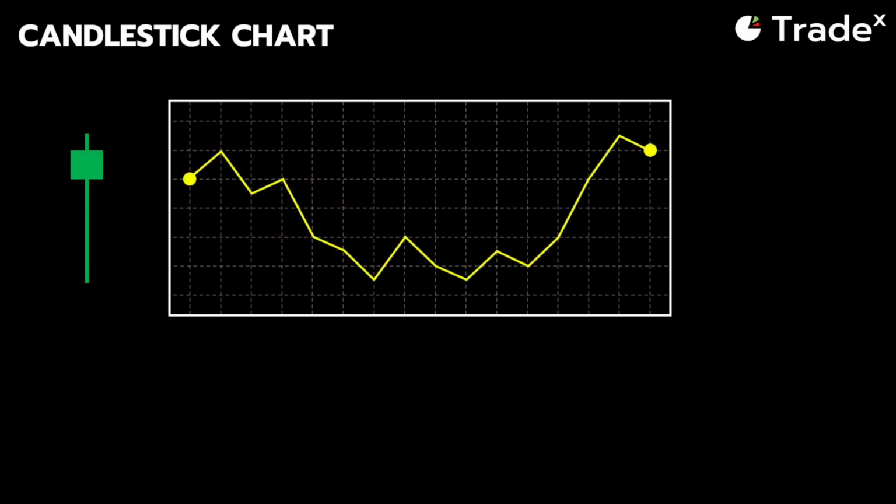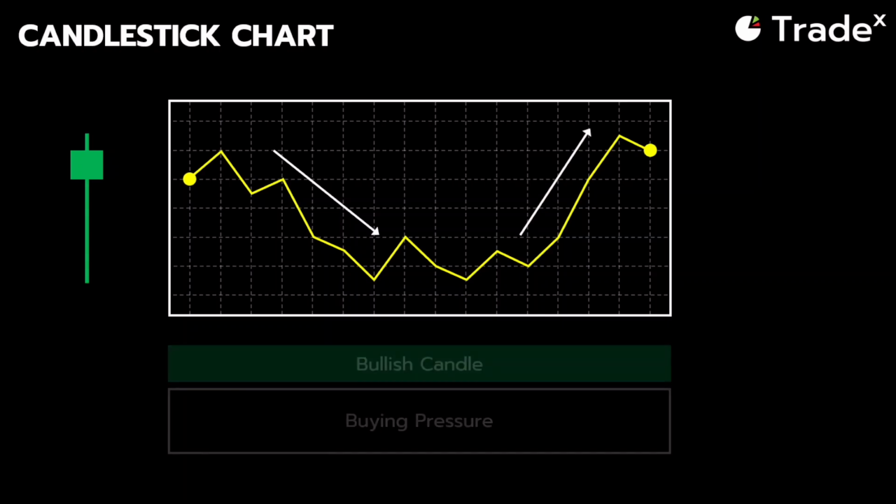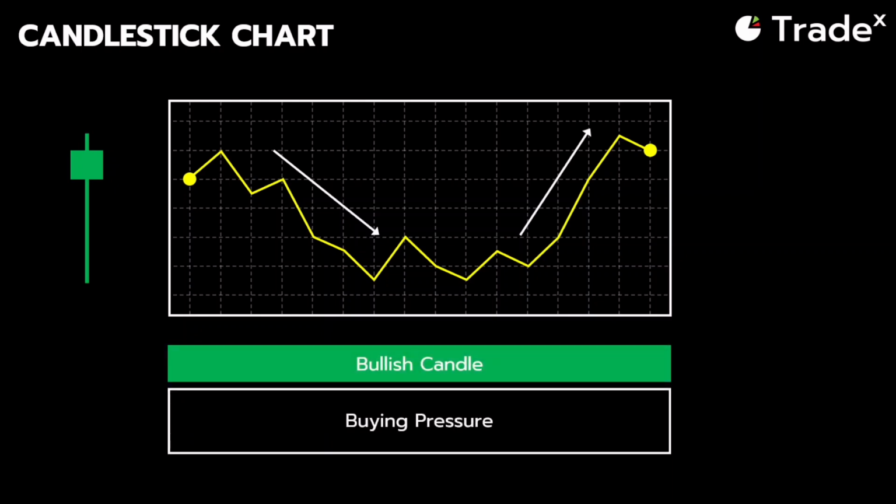Here's an interesting example. When a candlestick has a very long lower wick, it shows that the price falls significantly during the day, but then rises back up by the end of the day. This long lower wick indicates strong buying pressure and suggests that buyers were able to push the price back up after a dip.